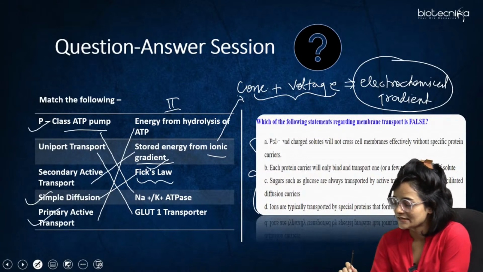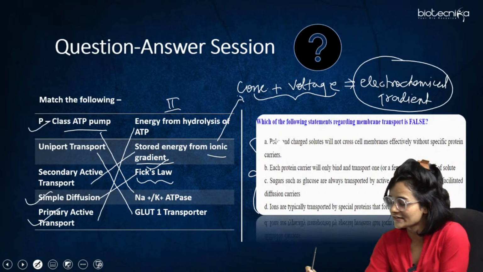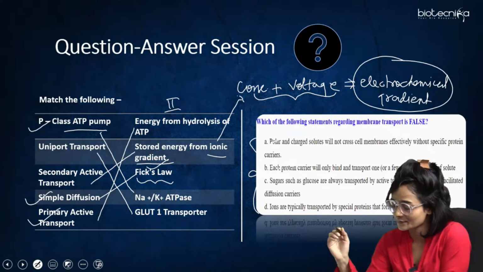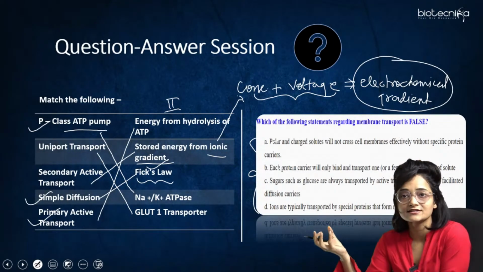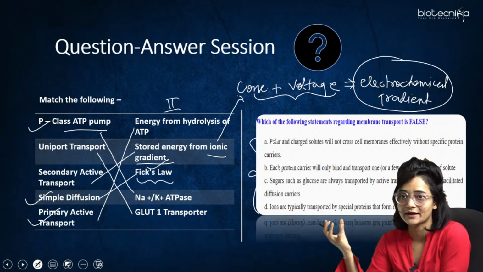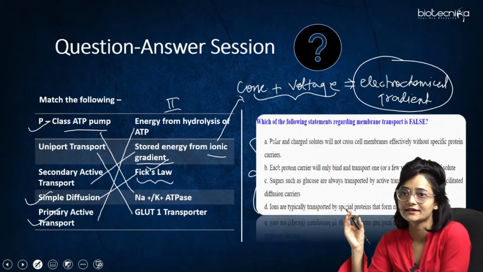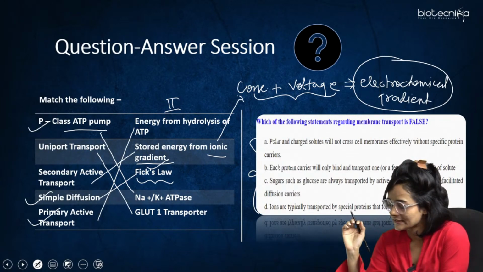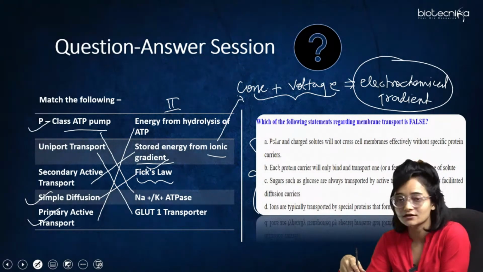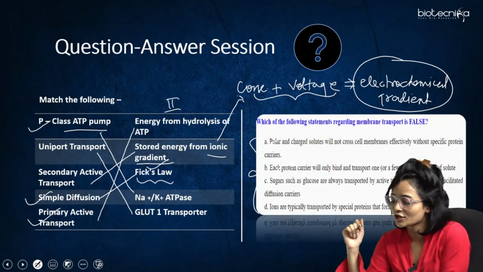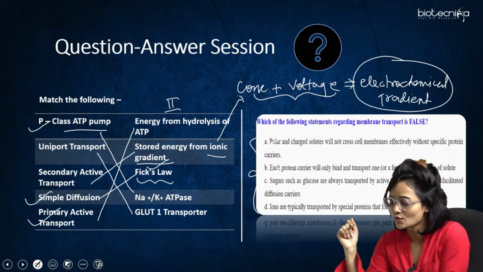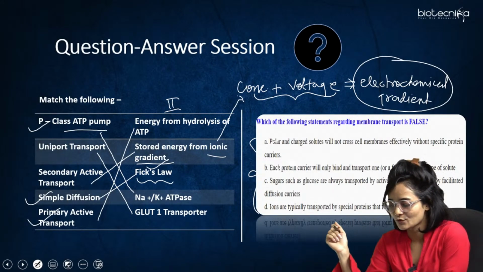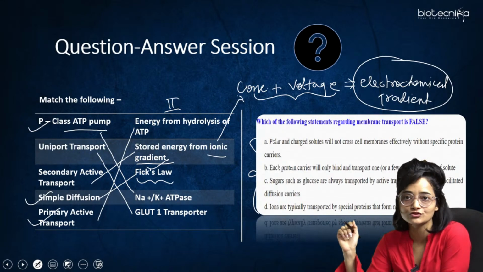Coming to statement B, it says that each protein carrier will only bind and transport one or a few very similar types of solute. So this statement is also correct. The protein carriers are very specific to which solute they will bind, and they transport one or two solutes at a time. Then coming to the third statement, which says that sugars such as glucose are always transported by active transport rather than by facilitated diffusion carriers.